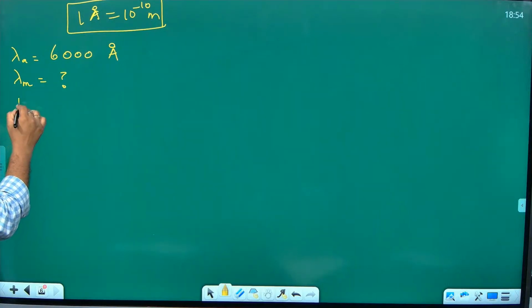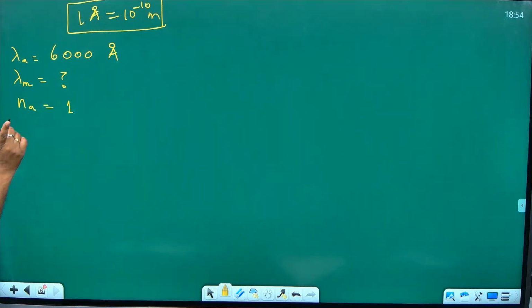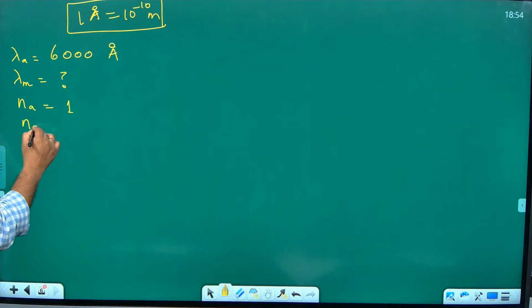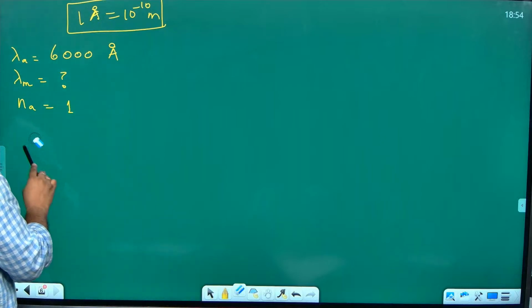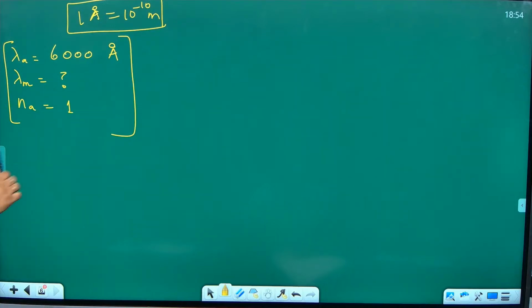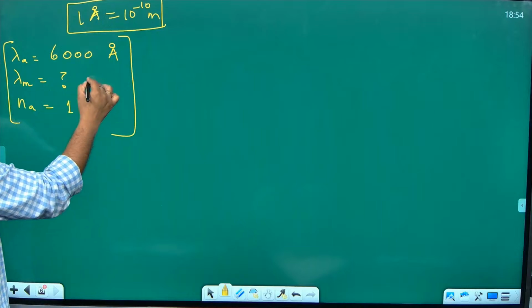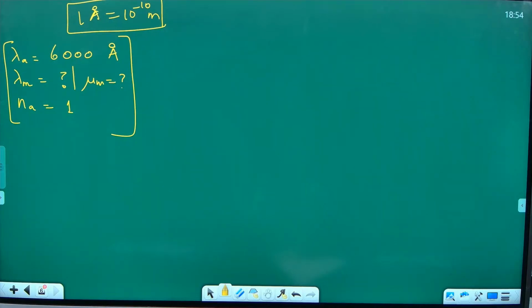And refractive index of air is what? 1. Refractive index of medium they have given. They didn't mention the medium, they have not given the value of it. So this alone is given. Anything else given? Nothing else given. They are asking you to find what is the wavelength and what is the frequency. Both they are asking.